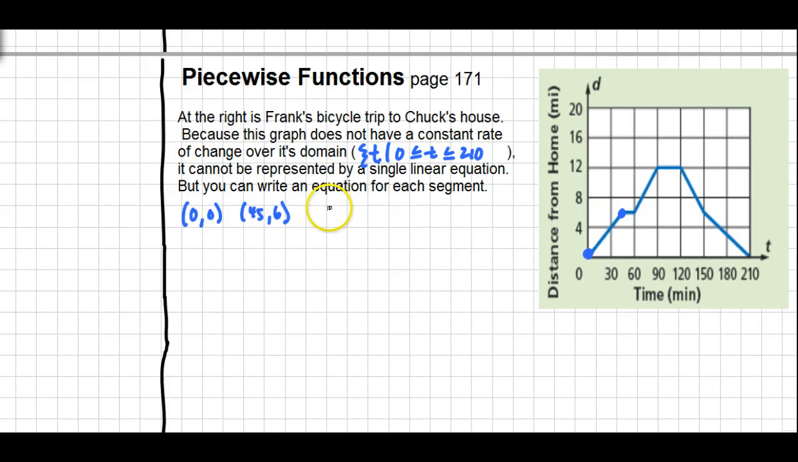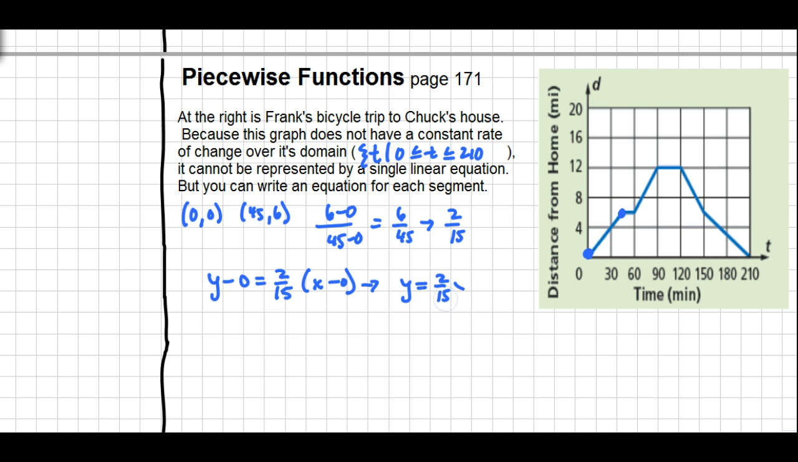So first we would find the slope, which reduces to 2/15. 3 goes into both of those. And then if I use my 0, 0 as my coordinate, I'm going to get y minus 0 equals my slope, and then x minus 0. So when I finish out the zeros here, my equation is simply going to be y equals 2/15 x. Now keep in mind that that only goes between the domain up to 45.